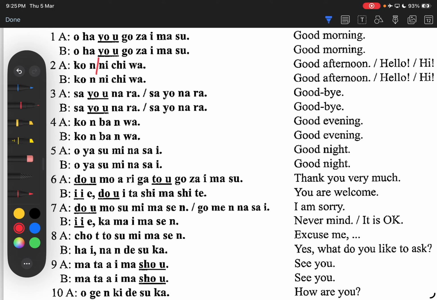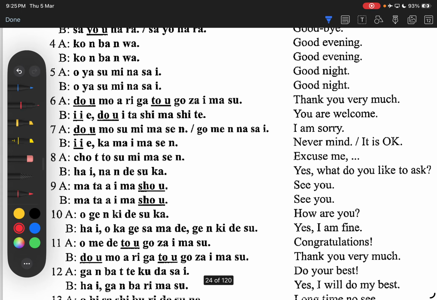Number 4, konbanwa. Good evening or good night. Number 5, oyasumi nasai. Oyasumi simply means good rest. Nasai itself is another way to say please, but we haven't learned that yet. For now, just take it as a please. So when we say oyasumi nasai, it means have a good rest.